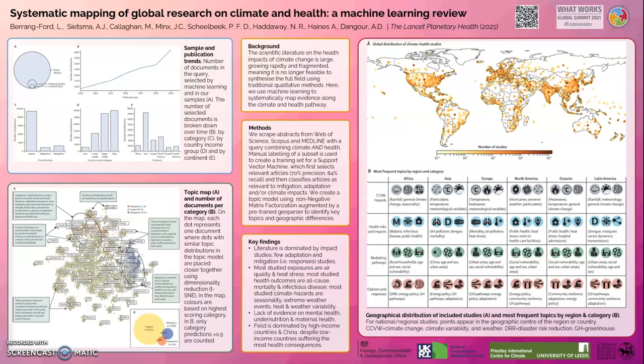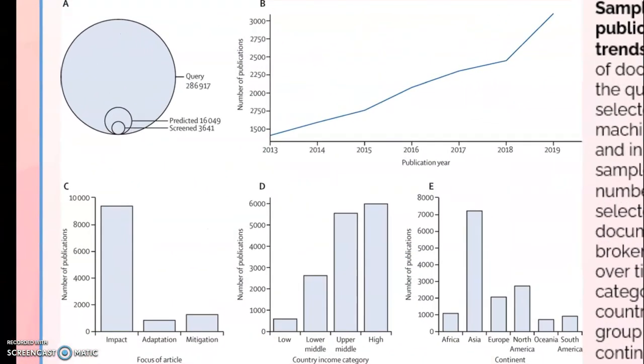I'm with the University of Leeds, and together with some colleagues, I've been trying to map out the evidence around climate change and health. Now, using traditional systematic review methods, this would actually be pretty difficult to do because the evidence base is quite large and it's also quite varied. So what we do in this project instead is use machine learning. And we use 4 different types of machine learning.